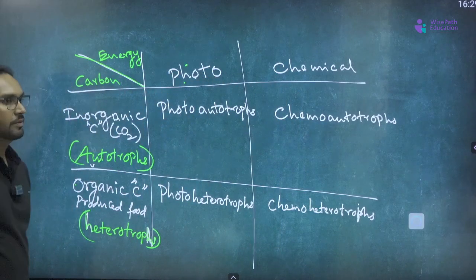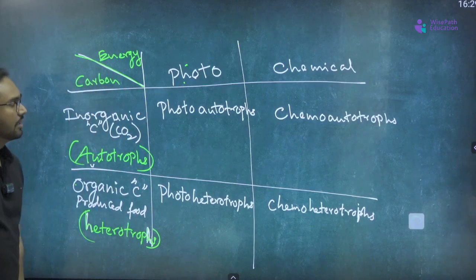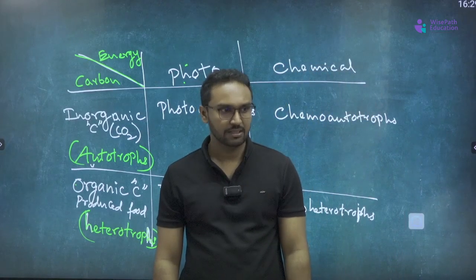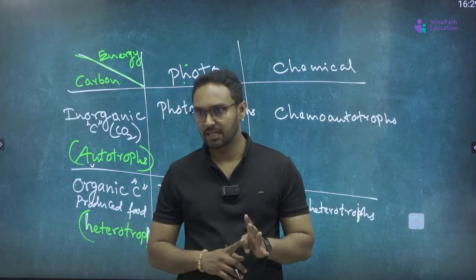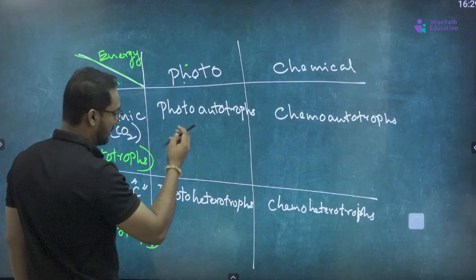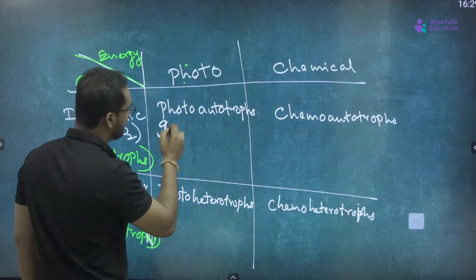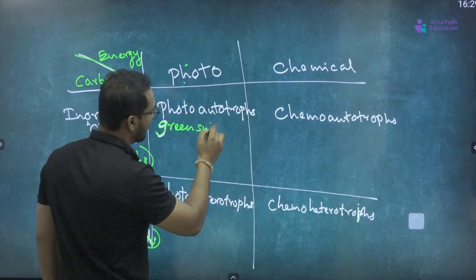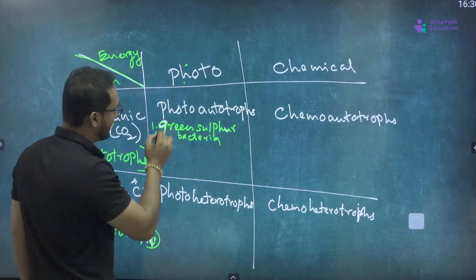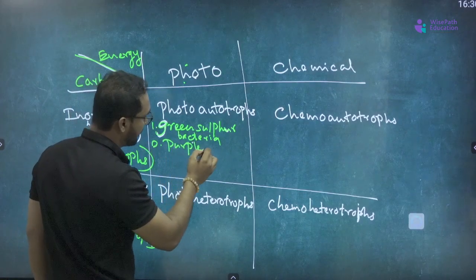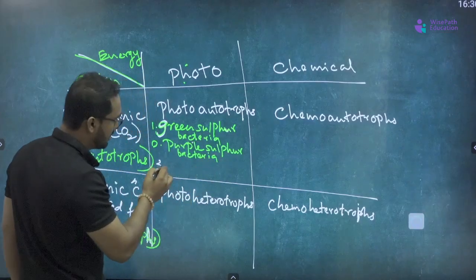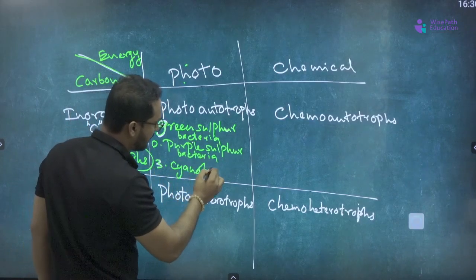And there are a few examples that you are supposed to remember, right? For the photoautotrophs, there are 3 examples given in the syllabus. What are the 3 examples? One is green sulfur bacteria, the second is purple sulfur bacteria, and the third is cyanobacteria, right? You're supposed to remember all that.